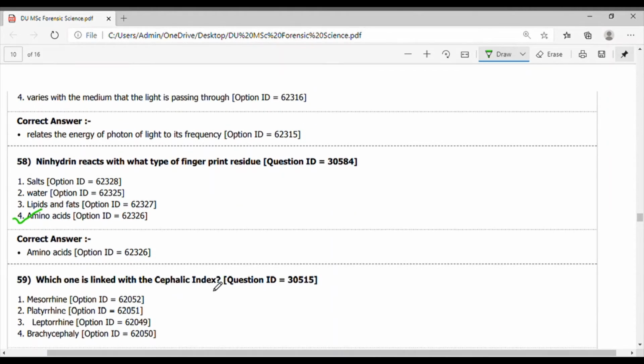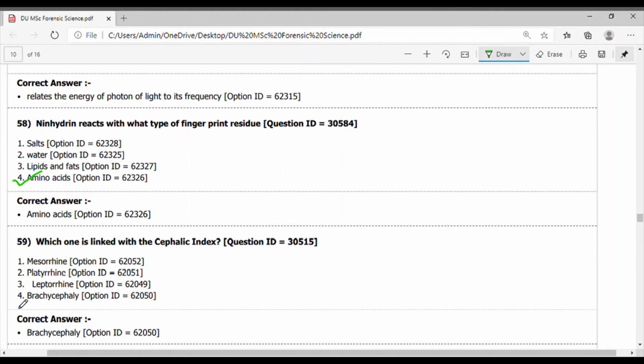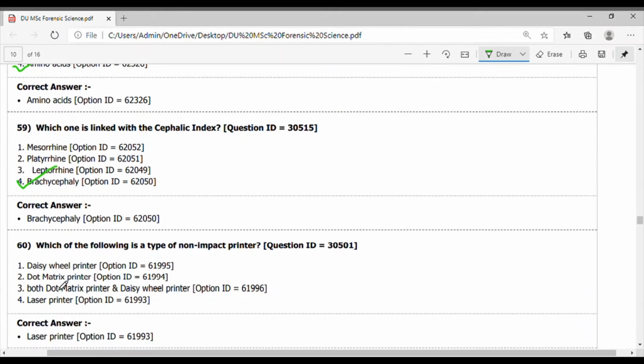Question 59, which one is linked with the cephalic index? Cephalic index is related with brachycephaly. Answer 4 is the correct. Question 60, which of the following is a type of non-impact printer? The non-impact printers are the laser printers.